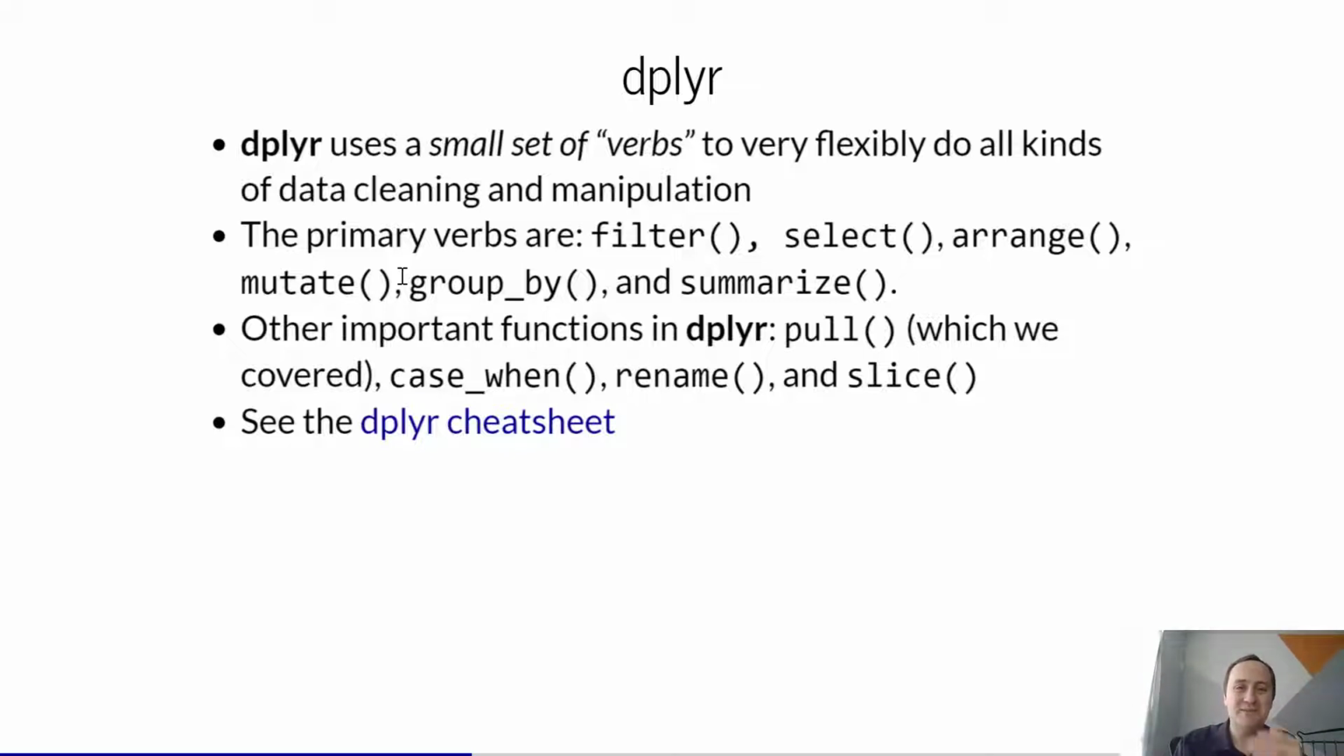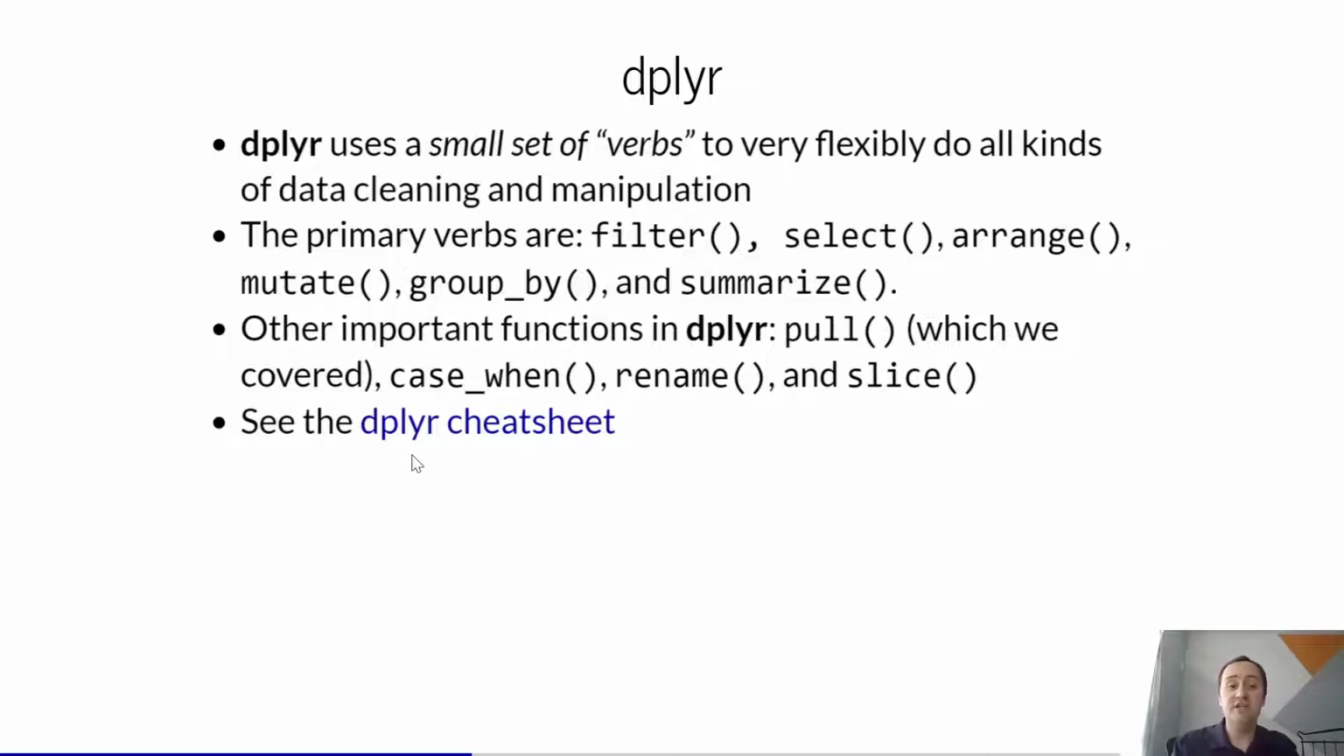Do please learn dplyr. Anyway, dplyr uses a small set of verbs to very flexibly do all kinds of data cleaning and manipulation. Primary verbs are these: filter, select, arrange, mutate, group by, and summarize. There are, of course, other important functions in dplyr, some of which we will cover, including pull, which we already talked about briefly, case when, rename, and slice.